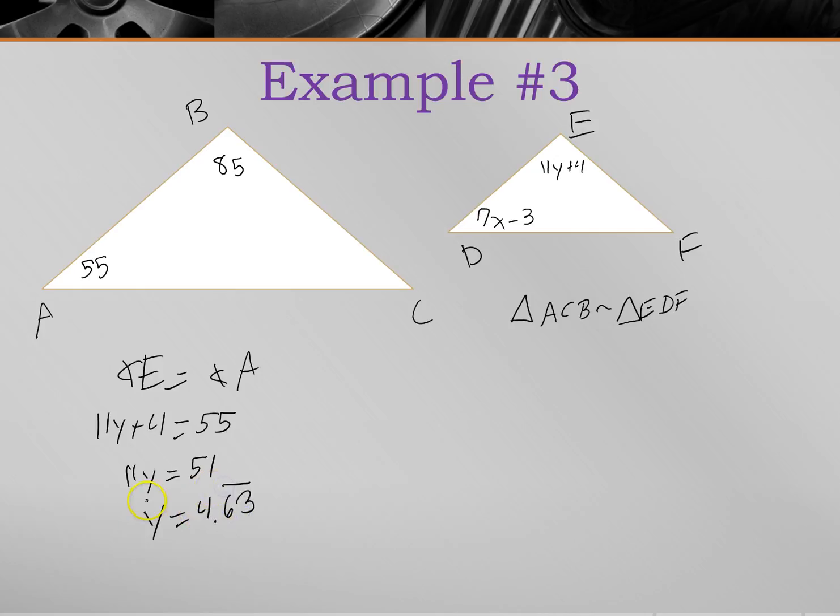4.63, where the 63 is repeating. So you can leave it like that. You also could write it as 4.636. Both are correct. You also could have left it as the fraction 51/11. Again, as long as it's mathematically correct, it's fine. The key is making sure you don't round too much. Like, don't tell me 4.6, that would be wrong.